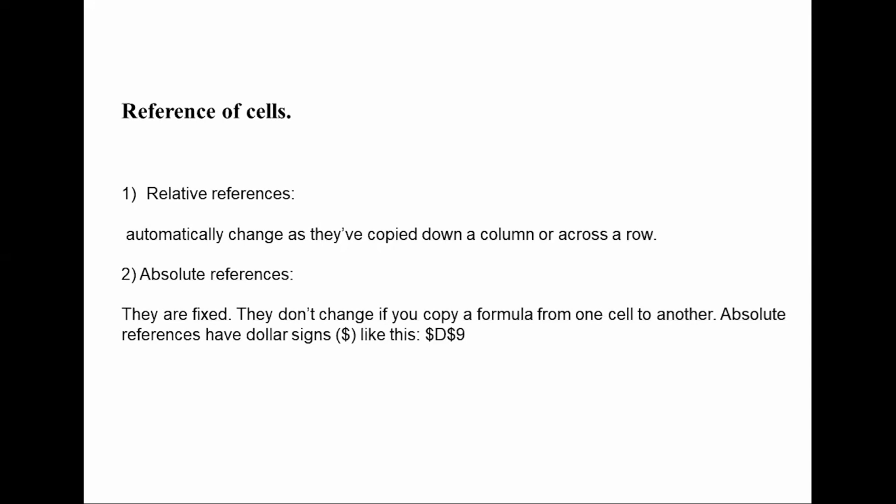Now, references are also of two types in Excel. There is the relative reference, which automatically changes as you copy down across the rows or down the columns. That is called a relative reference. Absolute references are when you make your references fixed, meaning they do not change when you copy a formula. For example, you will have a $ sign attached to the row as well as the column. That is called an absolute reference.